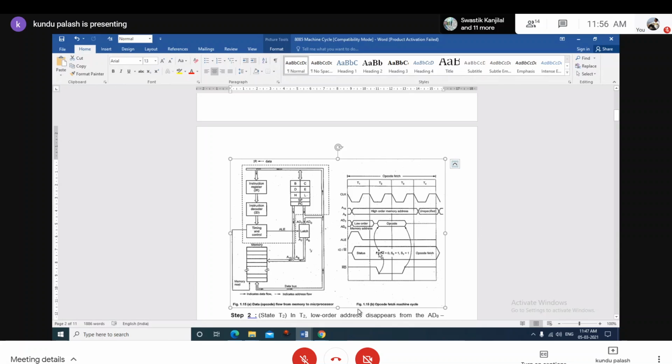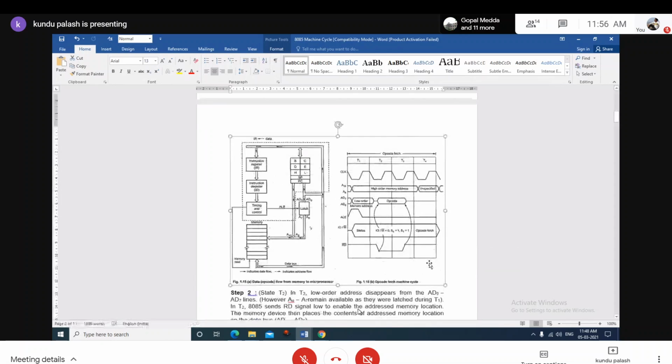At the same time, over the T1 state, IO/M bar, another important timing signal, may go high or low. Otherwise, it will be in the floating state. This level is the low logic, and this level is the high logic. And over the whole M1 machine cycle, it will be either high or low. That depends on whether the memory is accessed or whether the IO is accessed.